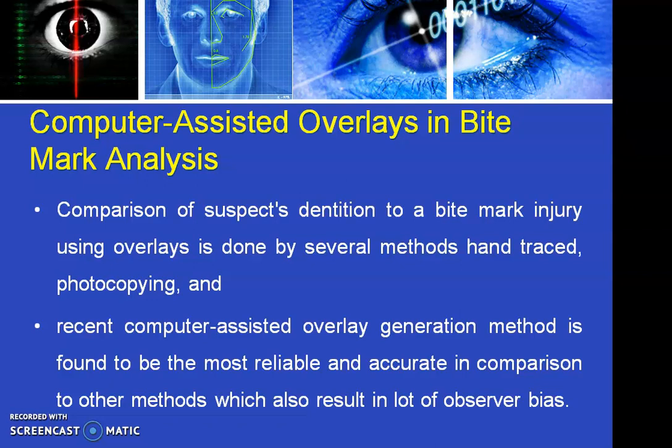Then, computer-assisted overlays in bite mark analysis, and the comparison of the suspect's dentition to a bite mark injury using overlays. It is the traditional method where hand-traced or photocopied bite marks are made and tracings are done, and overlay is done to see and compare whether it is the same person or not. The recent computer-assisted overlay generation method is seen to be more reliable and accurate in comparison to other methods, which also result in a lot of observer bias.